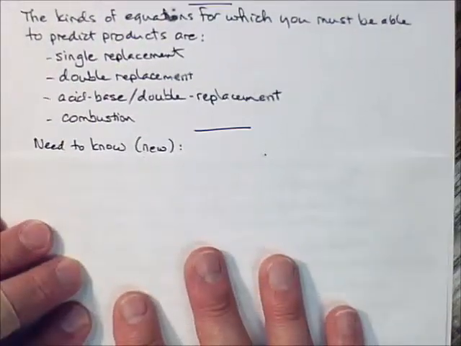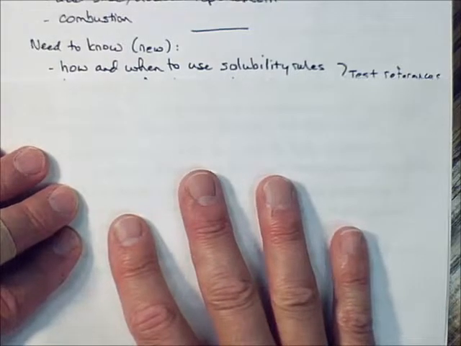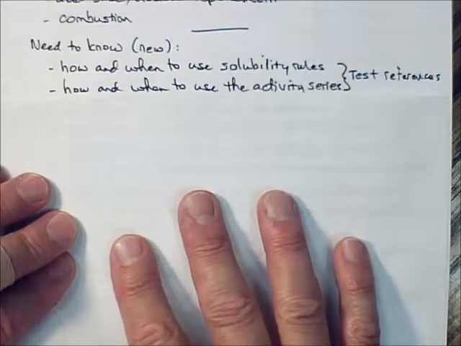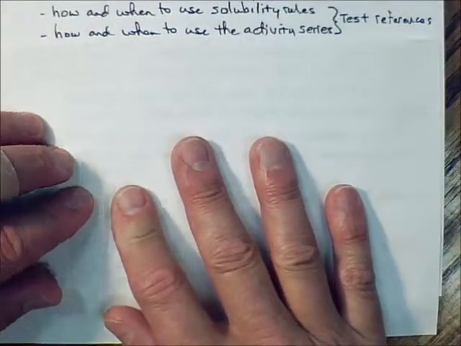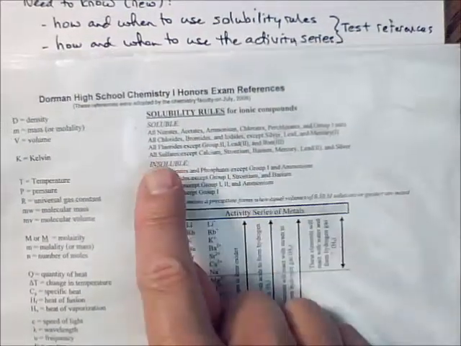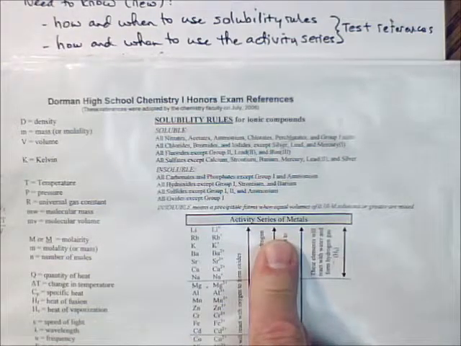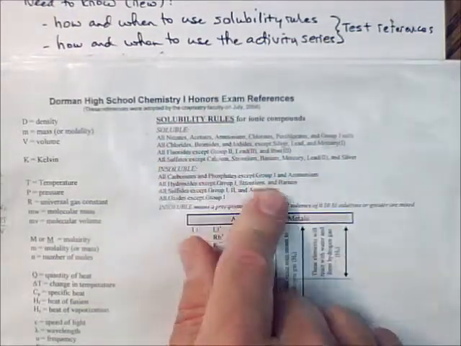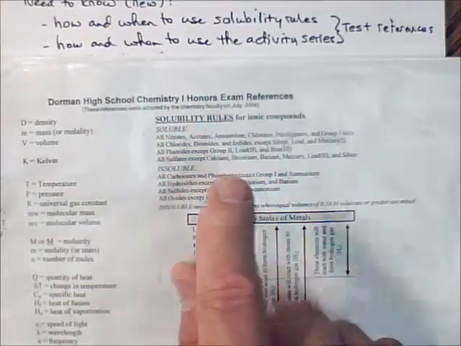All right, some things you need to know that are new things to know, okay? How and when to use solubility rules, and how and when to use the activity series. And these are found in the test references. So if you get out your test references, if you're in this class anyway, you'll have a set of test references with solubility rules and activity series. Okay? We need to learn how to use these solubility rules, and I'm going to guide you through this in just a little bit here.